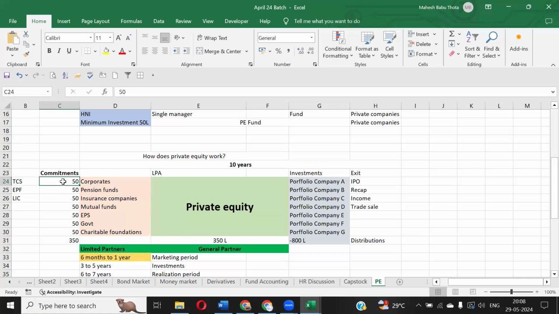So commitment is basically the amount an investor in a private equity fund has agreed to invest into the fund. All these partners: TCS agreed 50 lakhs, GPF agreed 50 lakhs, LIC also agreed 50 lakhs. This is called the agreed amount. Commitment is nothing but an agreed amount for the investments. Whenever the private equity general partner calls, they have to provide that amount to the private equity fund. That is called commitment.